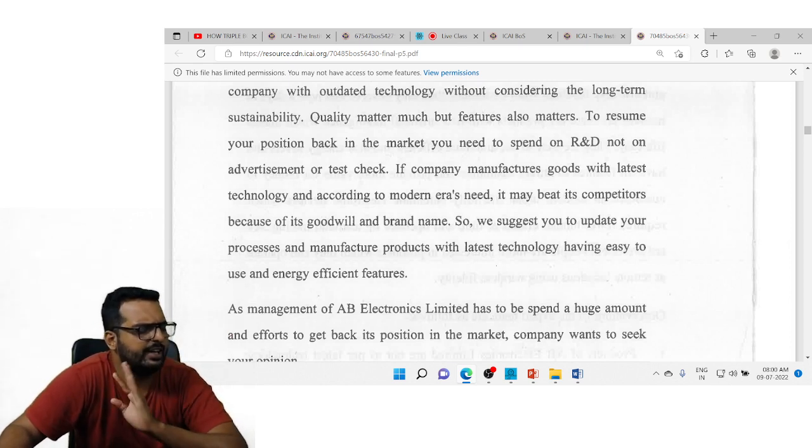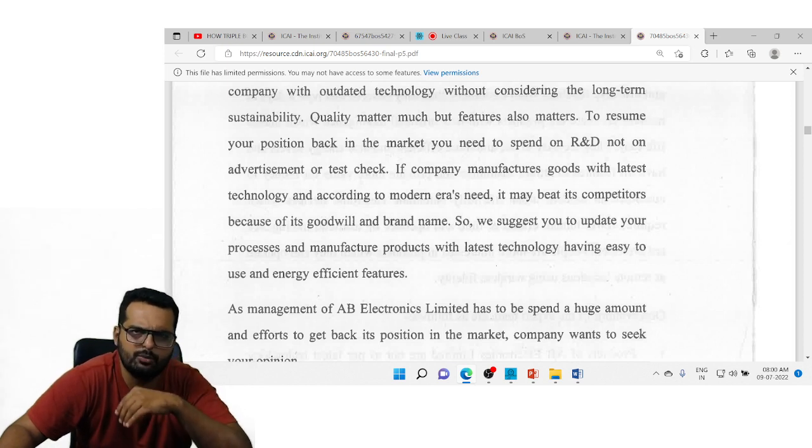Point wise, Revati, you can write down everything point wise. Para wise is not required. Deepa, are you clear now?